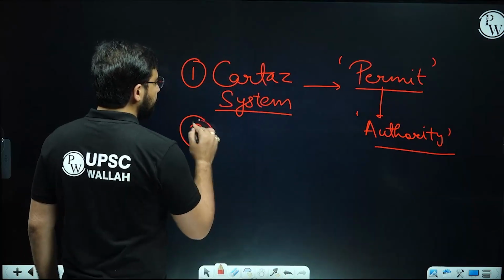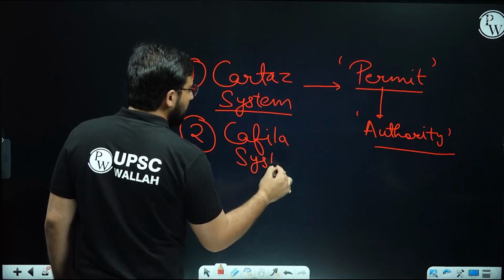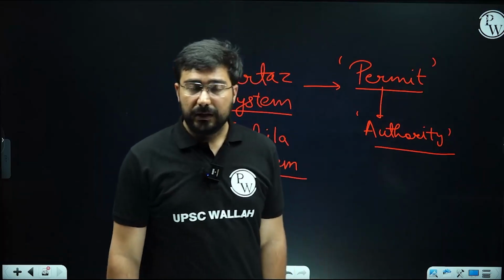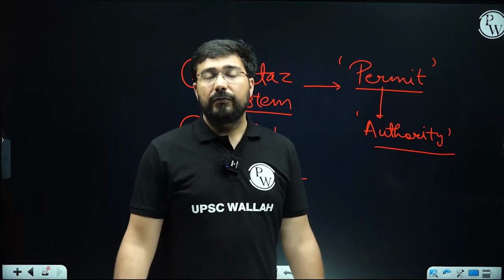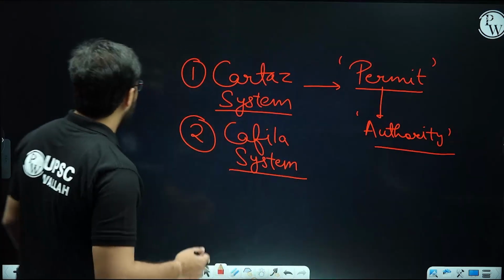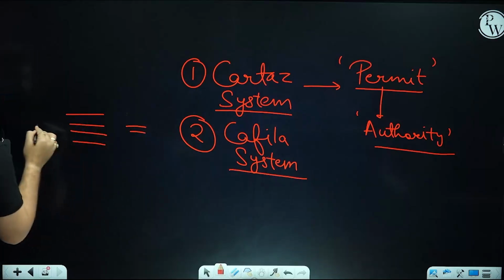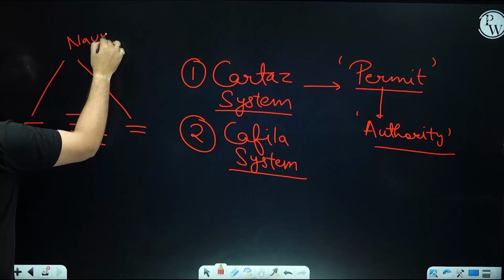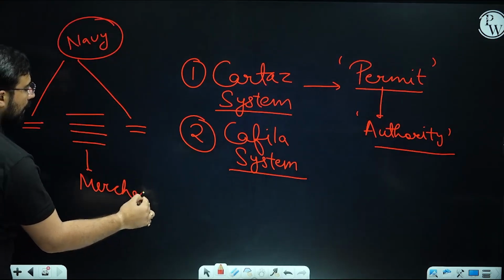The second system which was introduced by them is known as the Kafila system. The problem was everybody was not ready to accept these systems of the Portuguese. So those merchants who were ready to accept required security. Why would anybody accept your system if you cannot provide security? So they said, we will provide you security. Suppose there used to be merchant ships in the middle and at the back, and at the front there used to be the Portuguese navy, and in between there used to be the ships of merchants. They used to go out in a kafila.